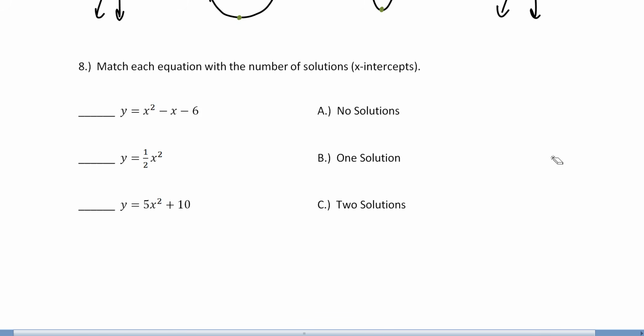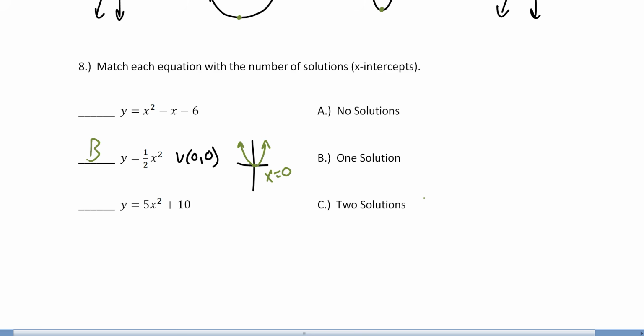All right. This one, it says match the equation with the number of solutions, also known as the x-intercepts. And so there's two ways to do this. We could actually just think about the graph of each of these. So like this one, I would start with this guy. This one has a vertex of 0, 0, and it opens up, which means the graph kind of looks like this. And so when you think about that, there's only one x-intercept, x equals 0. So right away that tells us that this is B, one solution.